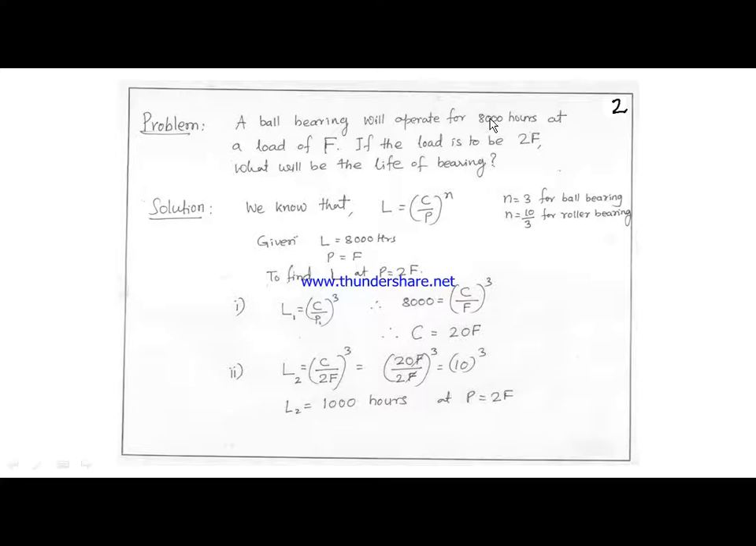So when the load is increased from F to 2F, the life of the bearing will be 1000 hours. At F it is 8000 hours, and at 2F it will be just 1000 hours. See, if the load is doubled, what happens to the life? It comes down by 8 times. That is, here it is 8000 for load F, and for load 2F it is 1000 hours. See how drastically the life is reduced when the load is increased.